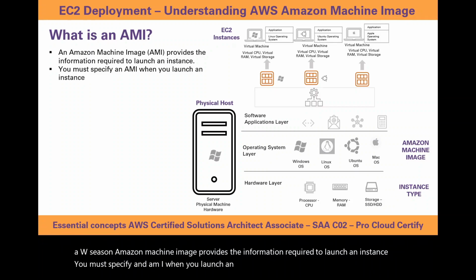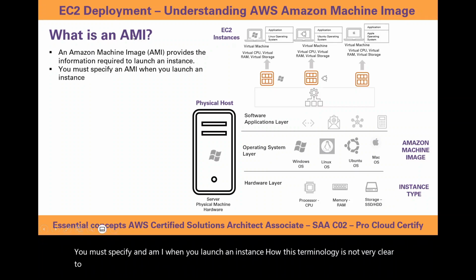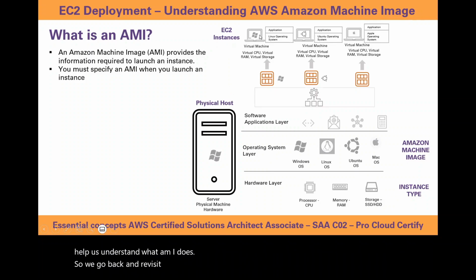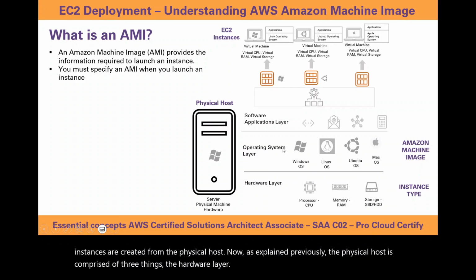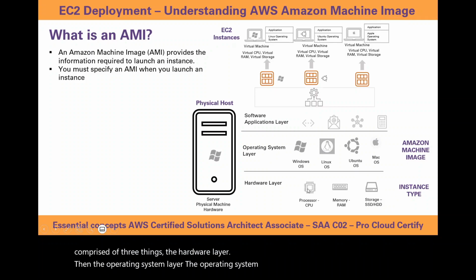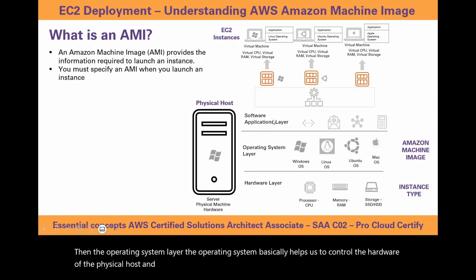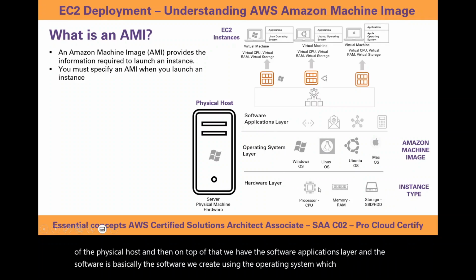However, this terminology is not very clear to help us understand what an AMI does. So we go back and revisit our understanding of how virtual machines or EC2 instances are created from the physical host. As explained previously, the physical host is comprised of three things: the hardware layer, then the operating system layer, which helps us to control the hardware of the physical host, and on top of that the software applications layer, which is the software we create using the operating system, which in turn controls the hardware layer.